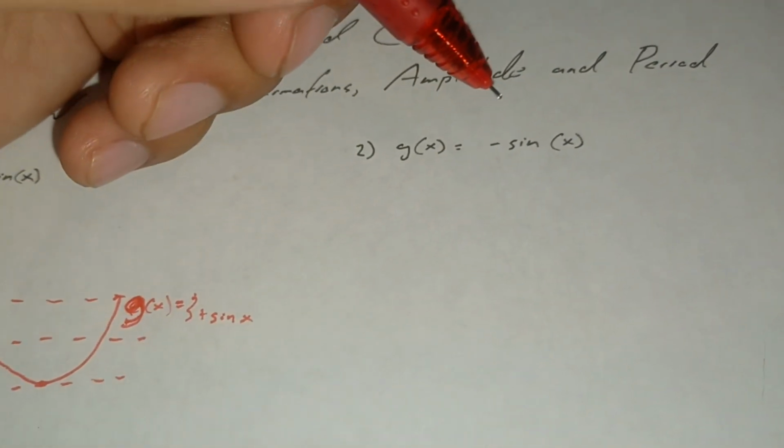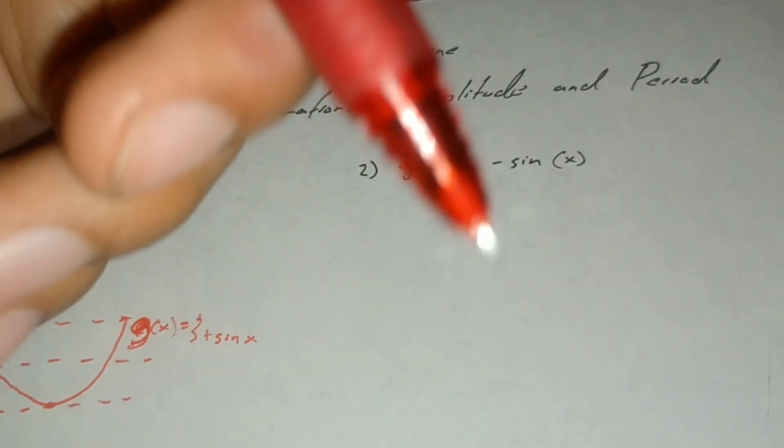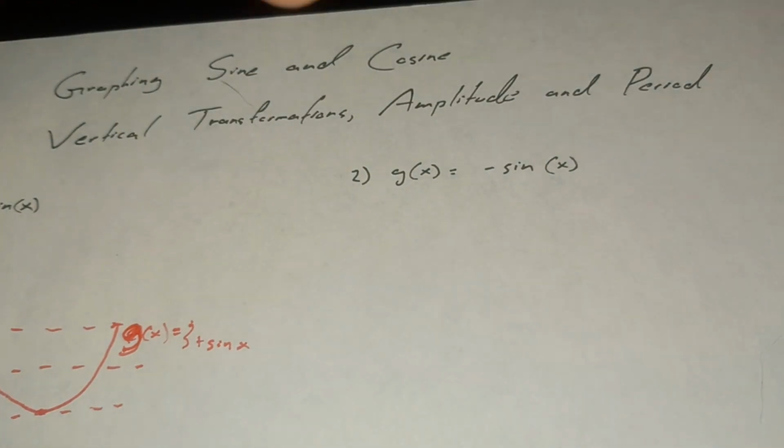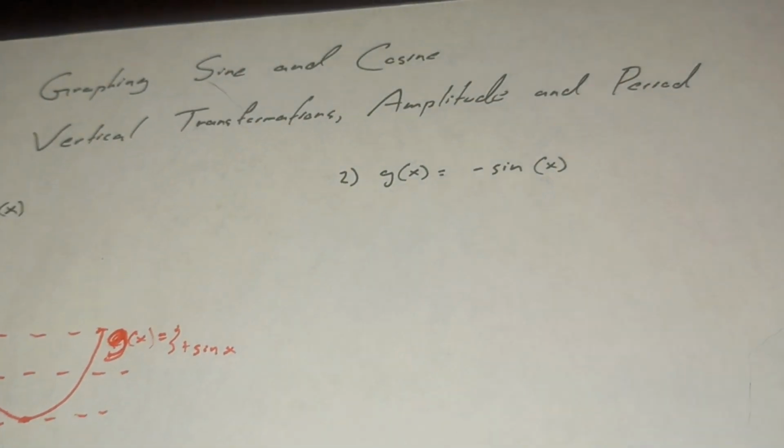That means it's going to be pretty much flipped on the x-axis. So I'm going to go ahead and draw the normal sine of x function, the normal graph. So I'll be right back.